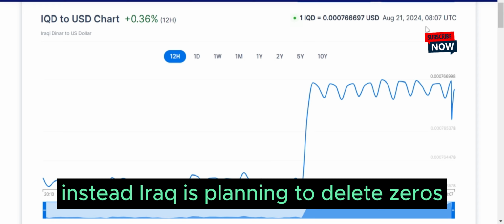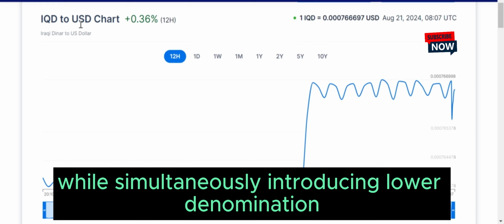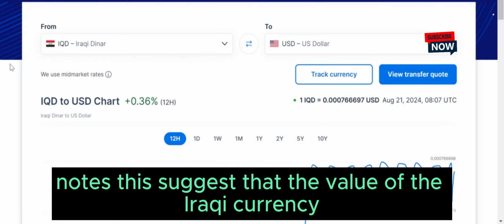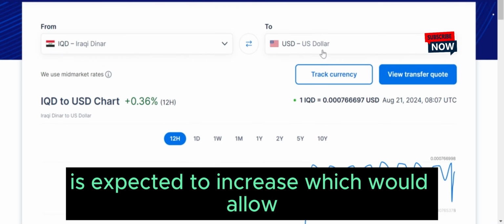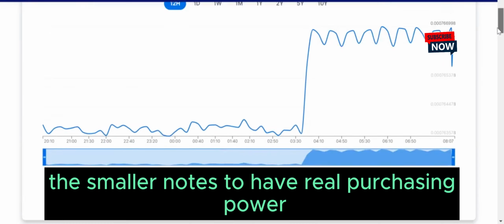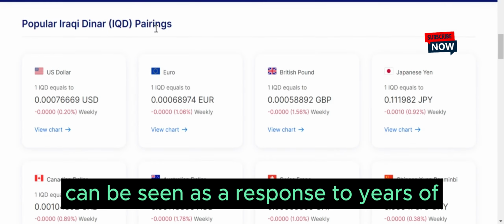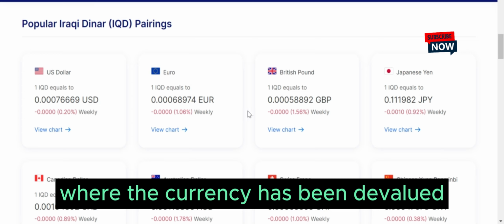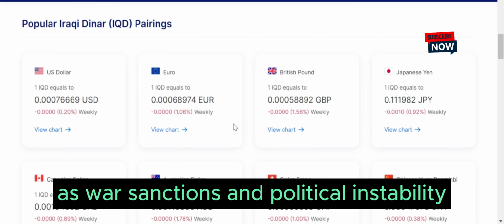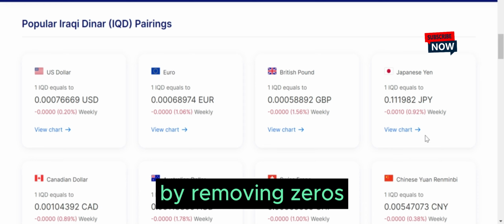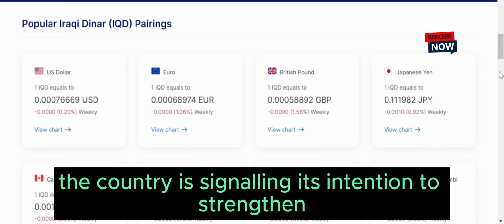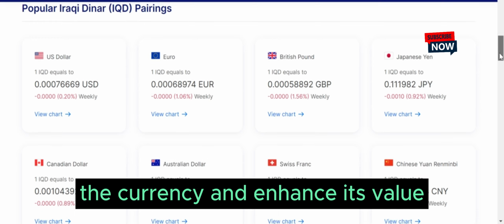Instead, Iraq is planning to delete zeros while simultaneously introducing lower denomination notes. This suggests that the value of the Iraqi currency is expected to increase, which would allow the smaller notes to have real purchasing power. The deletion of zeros can be seen as a response to years of economic challenges in Iraq, where the currency has been devalued due to various factors such as war, sanctions, and political instability. By removing zeros, the country is signaling its intention to strengthen the currency and enhance its value.